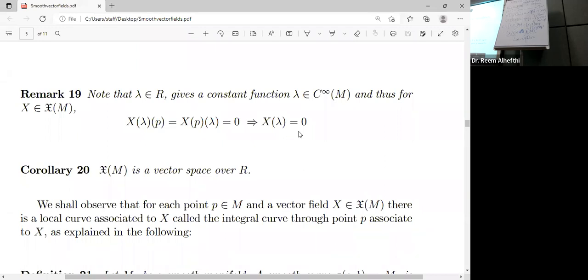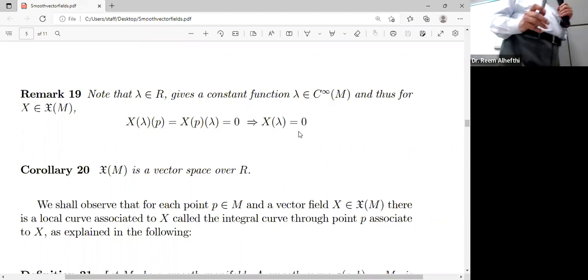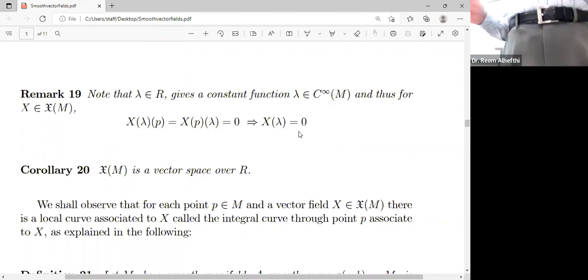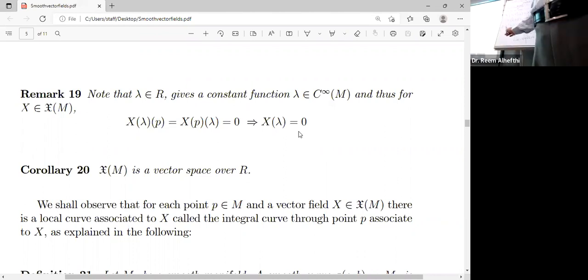It makes it a Lie algebra. So for us now, the set of vector fields is a Lie algebra, called the Lie algebra of vector fields on a smooth manifold. So up to now, we have seen that it is this.